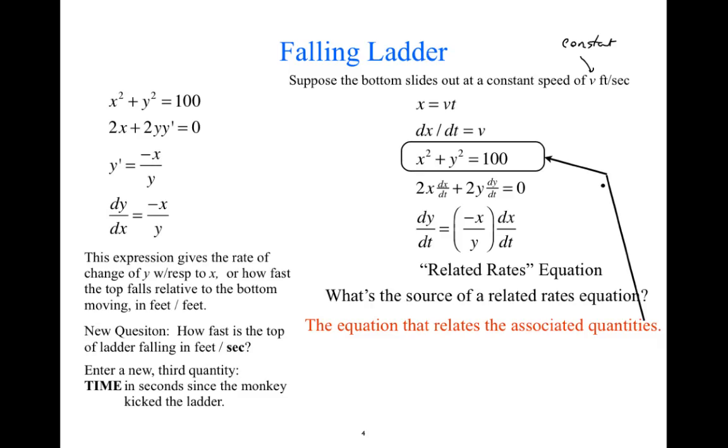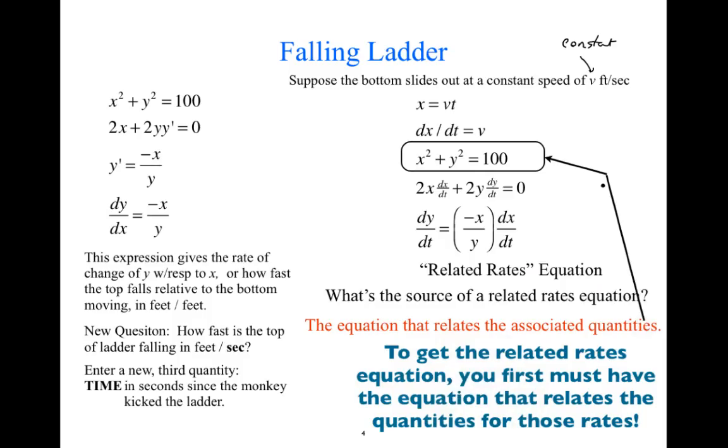So this is always going to be true in these related rates equations. Figure out what rates you need to relate, and then you're going to start by getting an equation that relates those associated quantities. Does that make sense? Okay? So to reiterate, to get the related rates equation, you first must have the equation that relates the quantities associated with those rates.